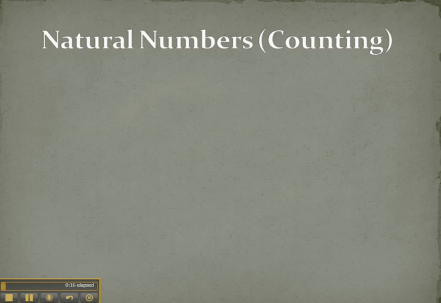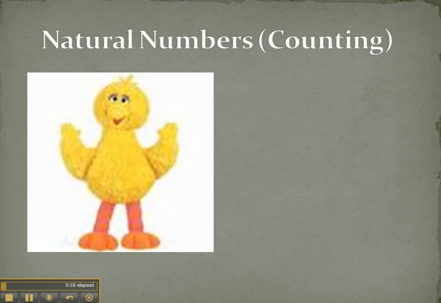Now, the very first set of numbers that you ever learn is called the natural numbers or the counting numbers. And we call them this simply because it's how you learn to count. Whenever you first start watching Sesame Street or whatever and you learn to count 1, 2, 3, 4, 5, and so on and so forth. That is the very first set of numbers you ever learn.